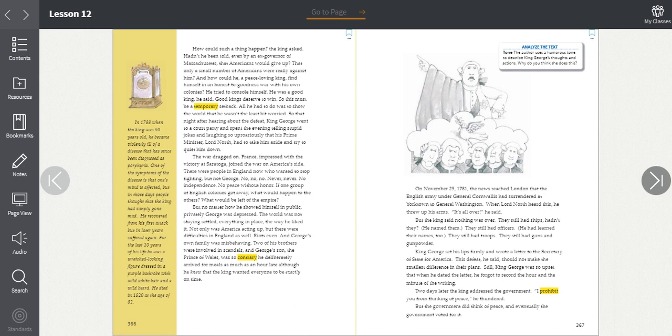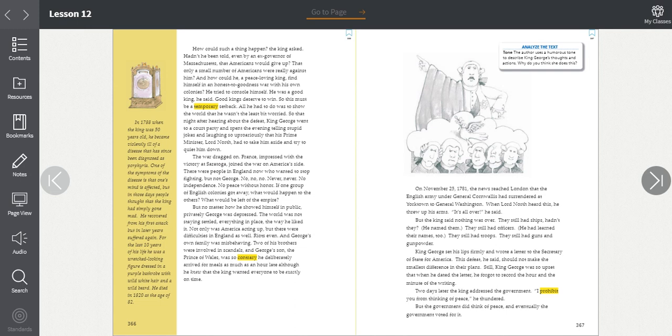But no matter how he showed himself in public, privately, George was depressed. The world was not staying settled, everything in its place, the way he liked it. Not only was America acting up, but there were difficulties in England as well, riots even. And George's own family was misbehaving. Two of his brothers were involved in scandals, and George's son, the Prince of Wales, was so contrary he deliberately arrived for meals as much as an hour late, although he knew that the king wanted everyone to be exactly on time.